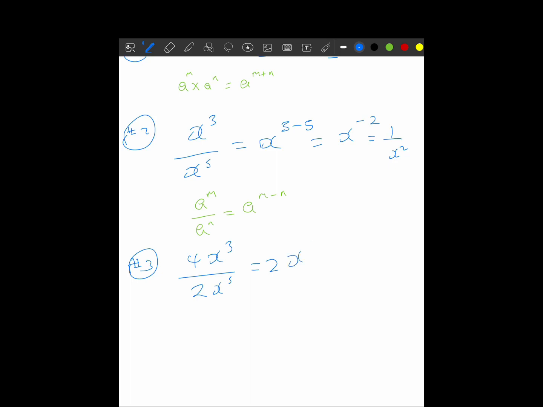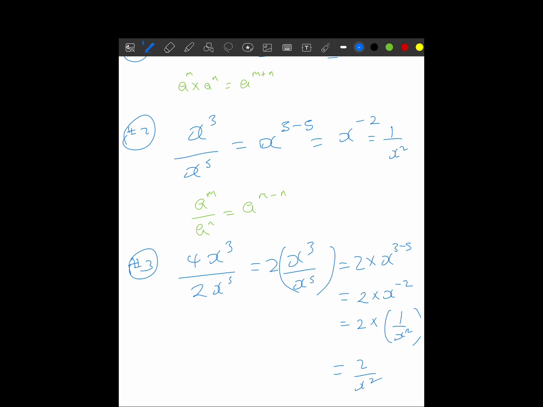So you got 2 times x power 3 over x power 5. This is what you have. And this is going to be 2 times x power 3 minus 5. And this is 2 times x power negative 2. And 2 times x power negative 2 is 2 over x squared.